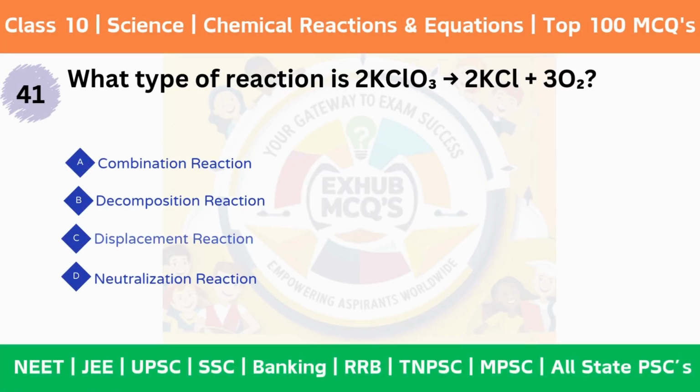MCQ 41. What type of reaction is potassium chlorate decomposing into potassium chloride and oxygen? Option A, combination reaction. Option B, decomposition reaction. Option C, displacement reaction. Option D, neutralization reaction.